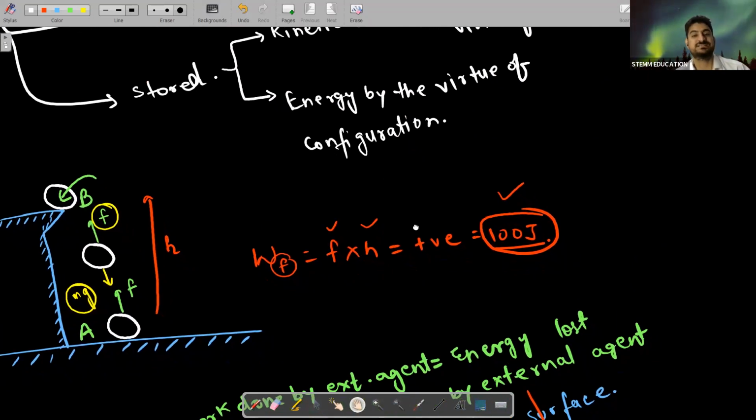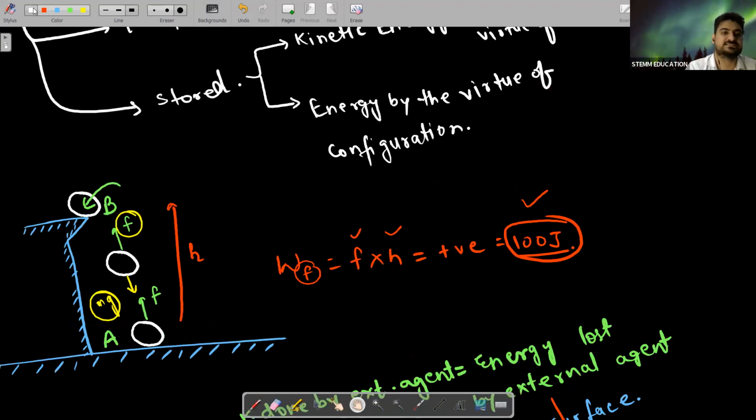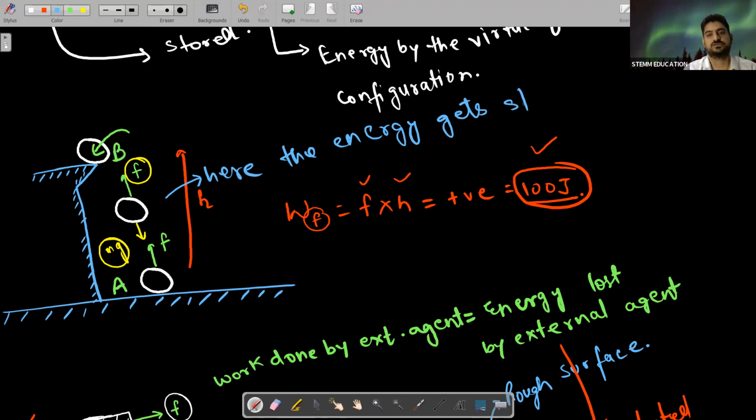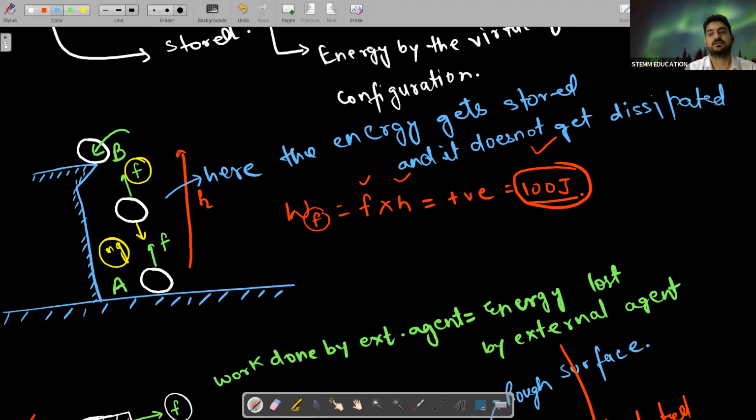But when we talk about the external agent doing some kind of work against the gravitational force, here the energy gets stored and it does not get dissipated in the form of heat. Okay.